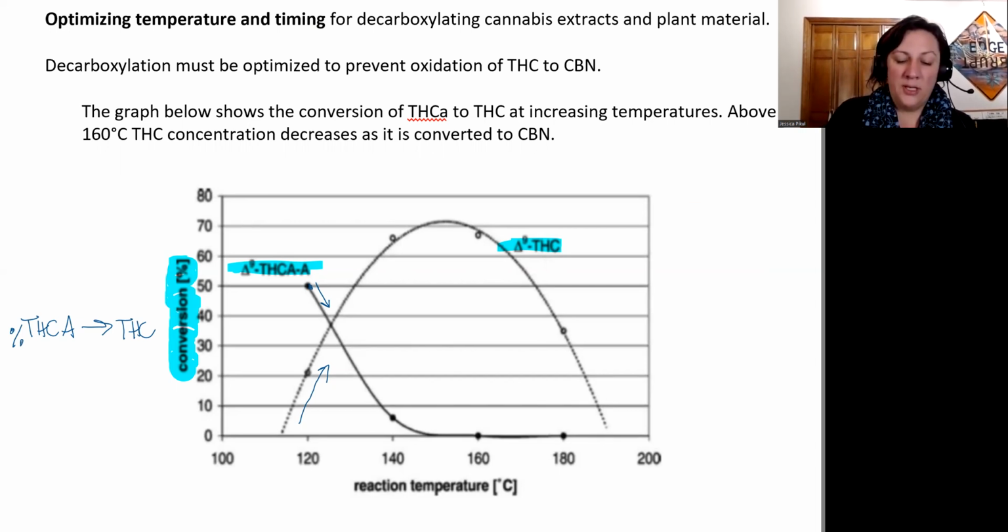At a certain point, we get below 10% THCa, and we have converted about 65% of that THCa into THC. And then we hit this part of the curve at temperatures higher than 160, where we have no more THCa to convert. And what we don't see is this THC curve flatten, which I would expect. Instead, you start to see a decrease in concentration of THC at higher temperatures.